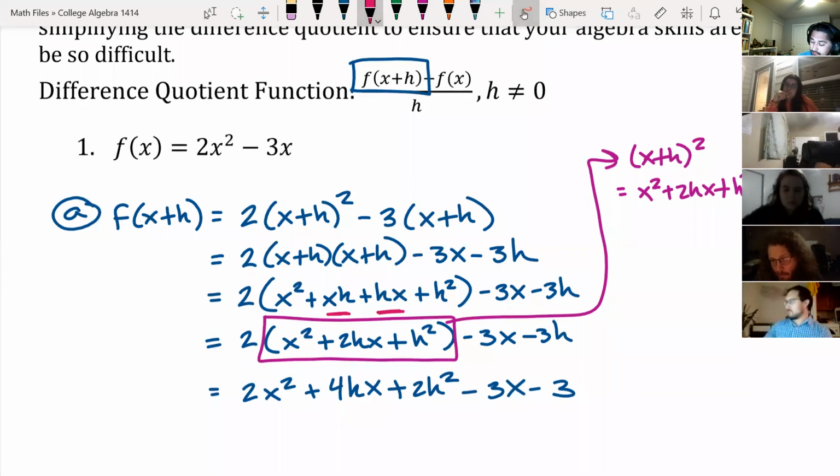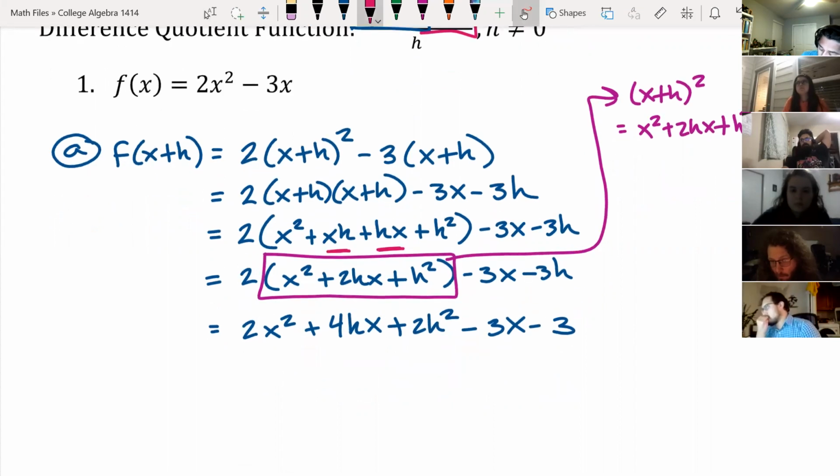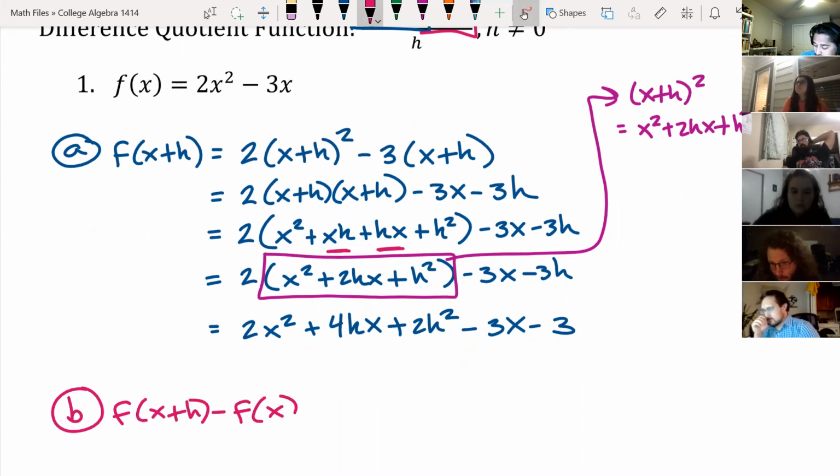And step B, I'll do a different color, wants to know the rest of the numerator. What is f of x plus h minus f of x? So I'll write that here. B, f of x plus h minus f of x. So we're going to start right where we left off. Ooh, can I cheat this a bit? Let's see.